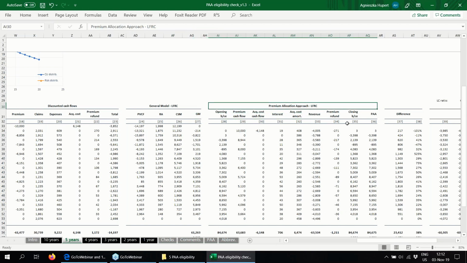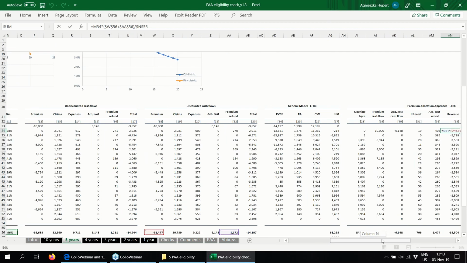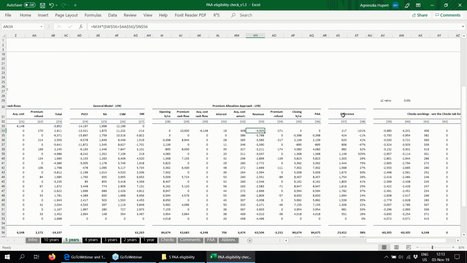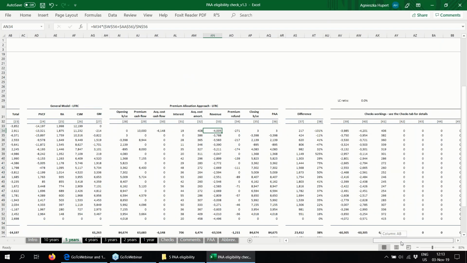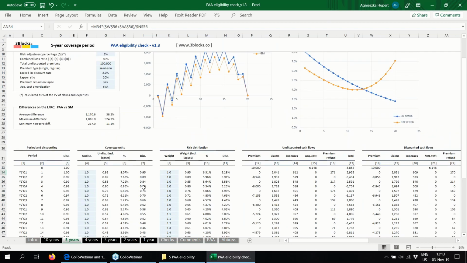And the PAA is a bit different because it's not about future cash flows, but it's more like going from opening to closing balance, adding premium, deducting acquisition costs, etc. And the key part here is the revenue that is based on the provided risk distribution. At the end, you also have differences per projection step, and some checks you may want to look at later on.